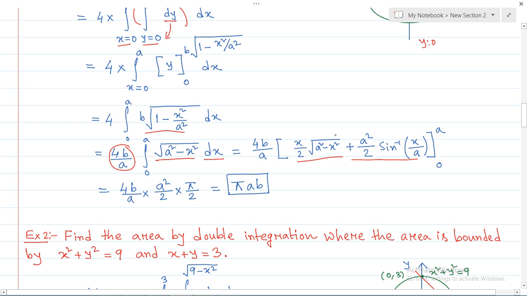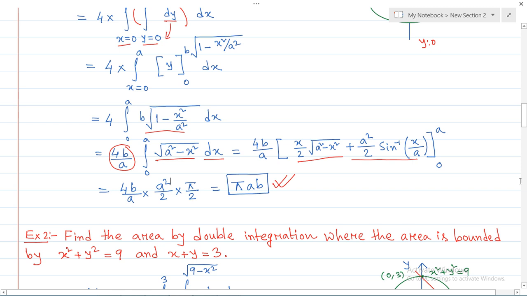Whenever we substitute this, the first part will become 0. If I put x equal to 0, it will vanish, and x equal to a also it will vanish. So we only get the value from the second part, that is a square by 2 into sine inverse of 1. Sine inverse of 1 is pi by 2. So we get the result: the area of an ellipse equals pi into a into b.